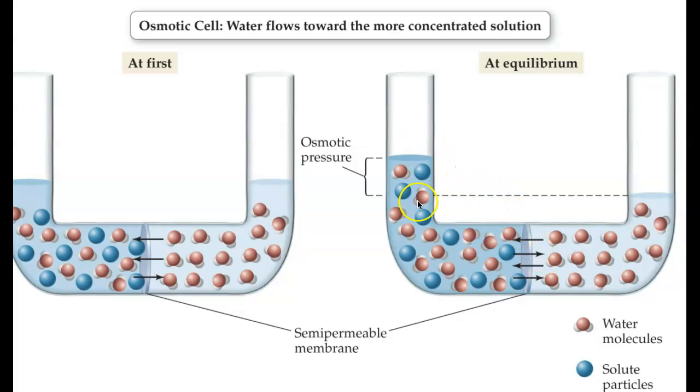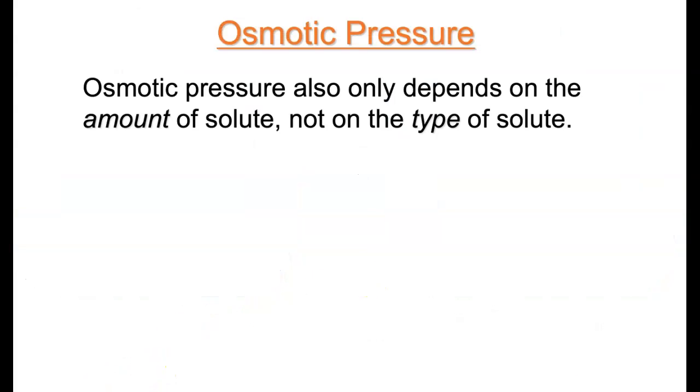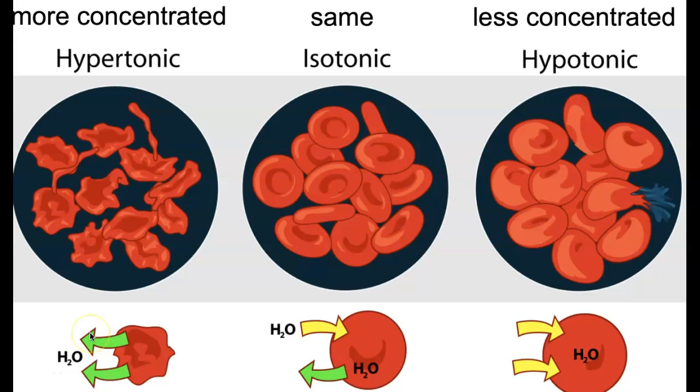And so we have more osmotic pressure. Osmotic pressure, again, is one of those colligative properties. And so it only depends on the amount of solute, not the type of solute. And where would we see this? We would see this with our red blood cells. So here's some red blood cells.